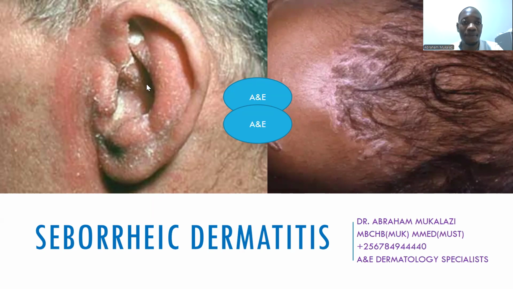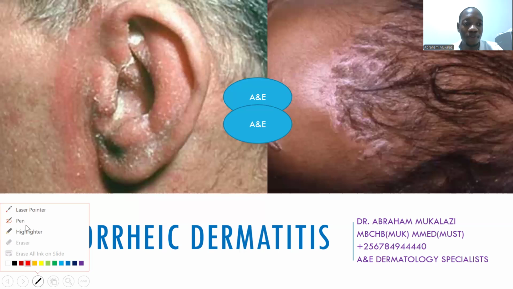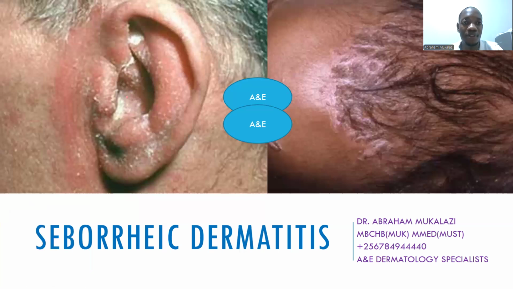So as you can see in this picture, we start with a picture where we are showing you the ear of an individual with a lot of scales and desquamation. You see also this background erythema because it's usually very itchy and irritating. Then this is the scalp of a child that also has these greasy scales on top.